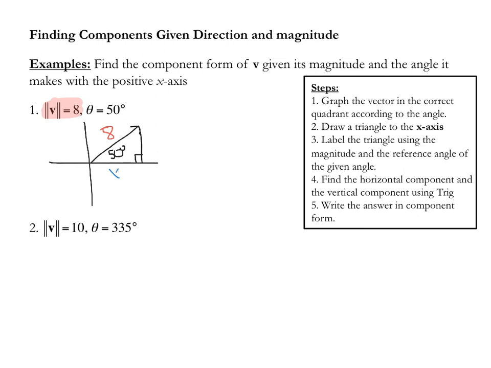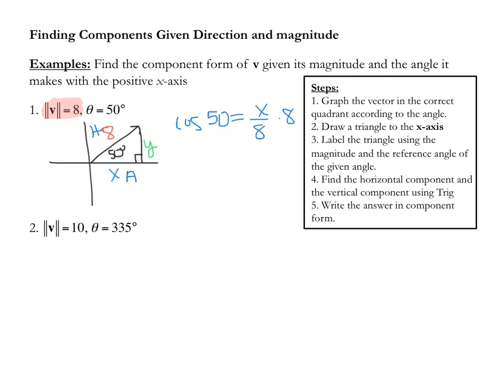We need to know the horizontal component, and we need to know the vertical component. So we're going to use SOHCAHTOA to figure this out. We have a right triangle, so we can use trig. To find the horizontal component, that's the adjacent side and the hypotenuse, so we're going to do cosine. Cosine of 50 is equal to x over 8.